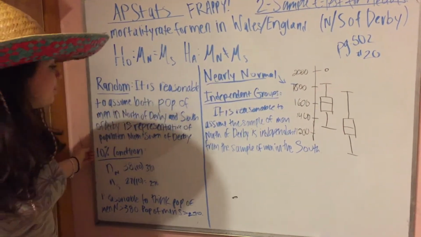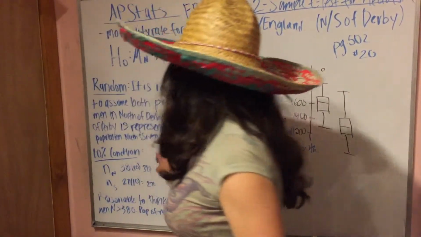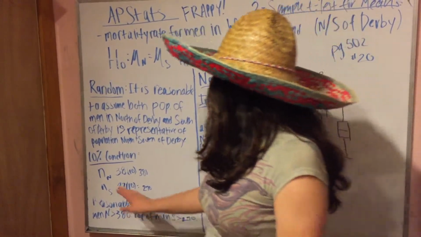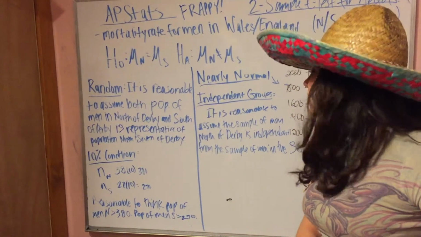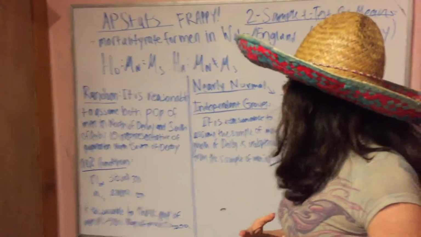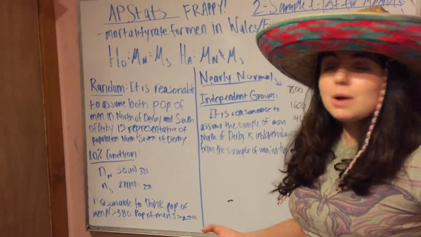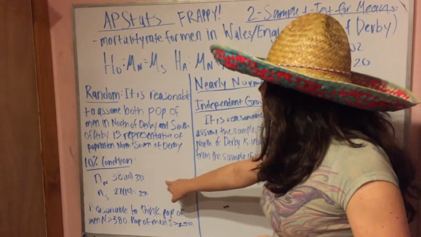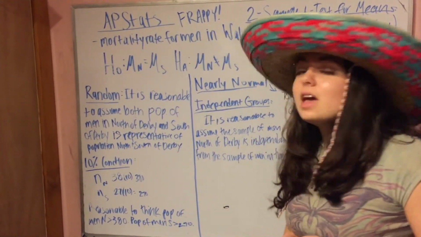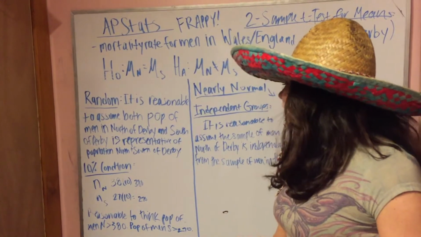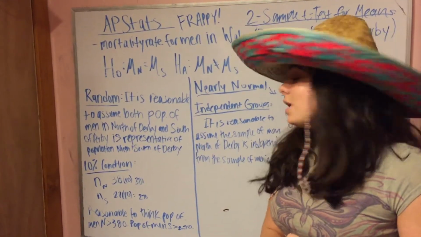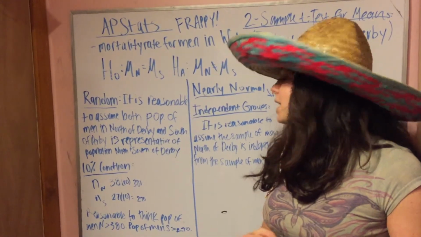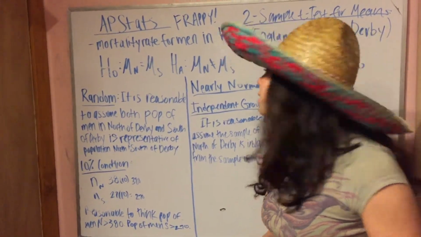Alright, next condition, 10% condition. Now, the sample size for the north was 38 and the south 27. You just multiply those both by 10. I think you can do that without a calculator, so 380 and 270. Now, it is reasonable to think the population of men in the north is greater than 380, and the population of the men in the south is greater than 270.